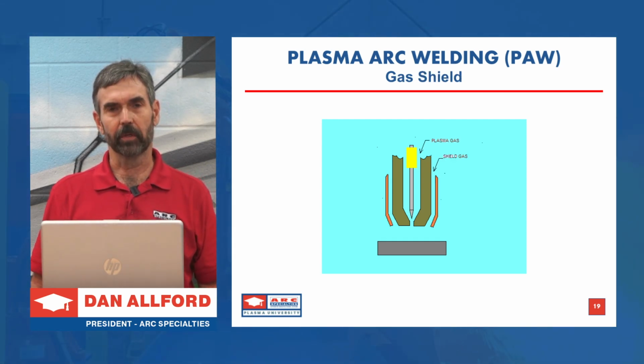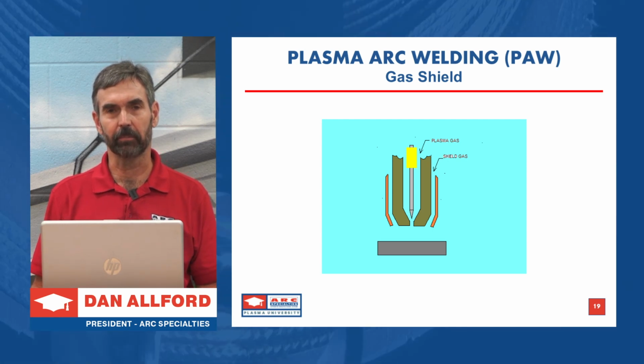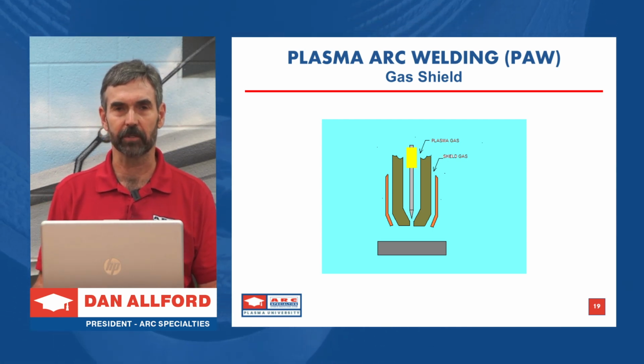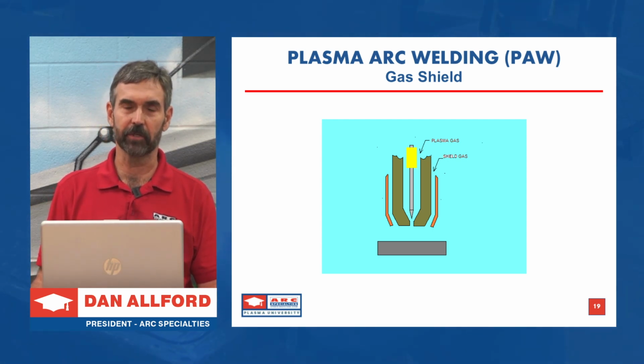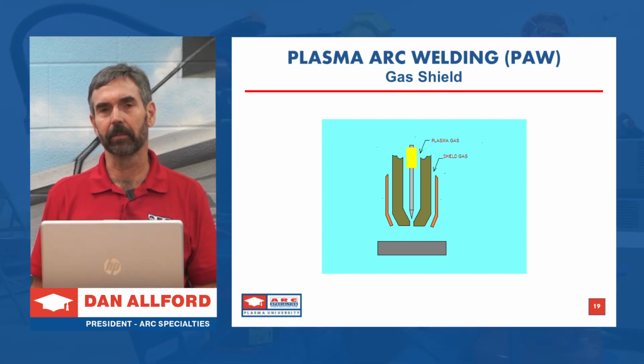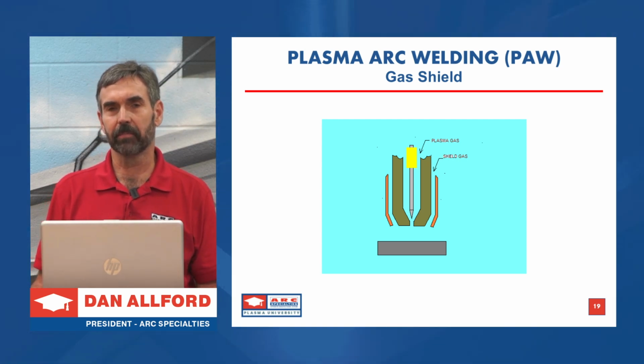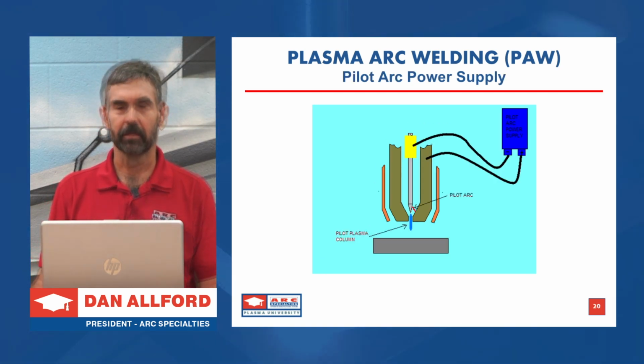Here's another difference. Rather than a single shielding gas which shields the arc, we now have two. We have a plasma gas which flows around the tungsten electrode, and then we have a secondary shielding gas. These could potentially be the same gases, maybe argon, maybe helium, maybe some combination. But what it allows us to do is optimize the gas for each of its purposes.